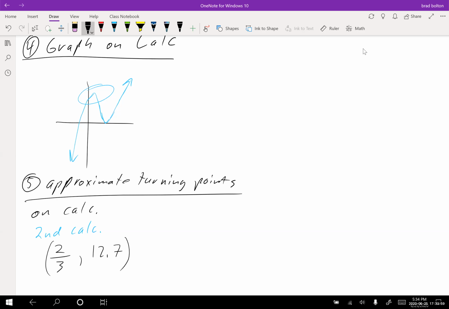Now we've got to find this other one right here. So what I'm going to do is go to second, calculate again, but that one is going to be a minimum. So I'm going to get close to it. I actually already know what it is, but I'm just going through the steps. So I get 3 and basically 0, okay?